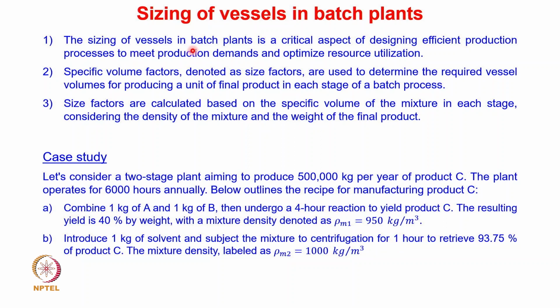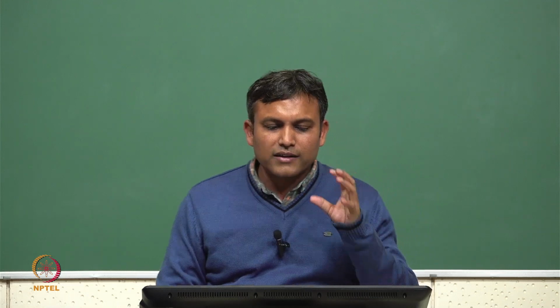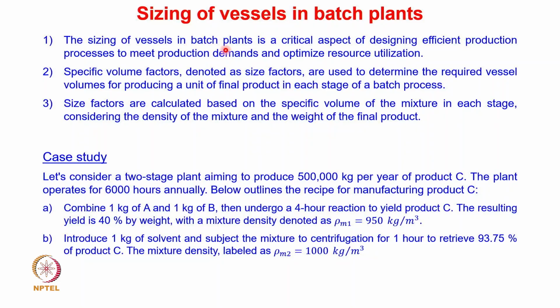Sizing of the vessel: once the batch size is fixed, we can calculate the sizes of the vessels required in different stages. Sizing of the vessels in batch plants is a critical aspect of designing an efficient production process to meet the production demands and optimize resource utilization. Specific volume factors, denoted as size factors, are used to determine the required vessel volumes for producing a unit of final product in each stage of the batch process.